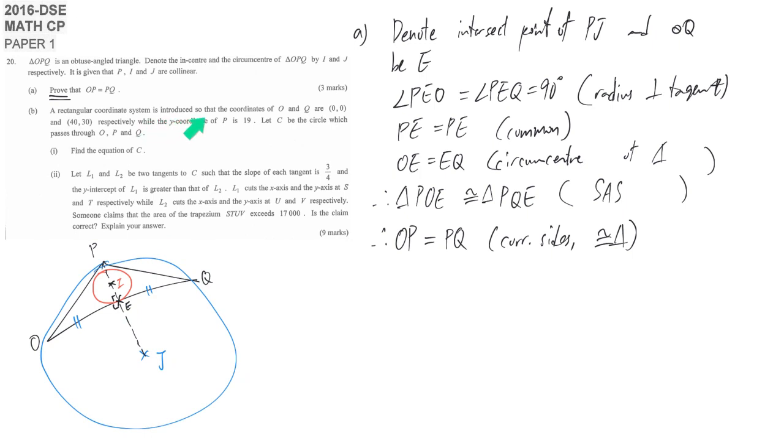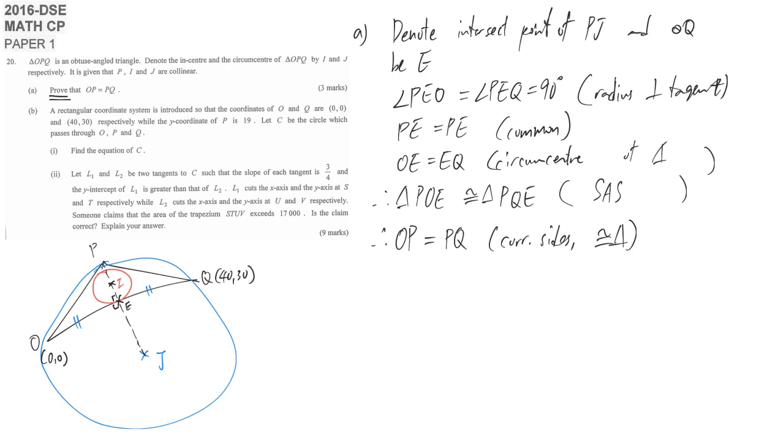So part B, they try to put some coordinates now so that we can use slope or function of line, some equation of line to solve for more precise results. They say that point O, this is the origin, O. Point Q, it is (40, 30).